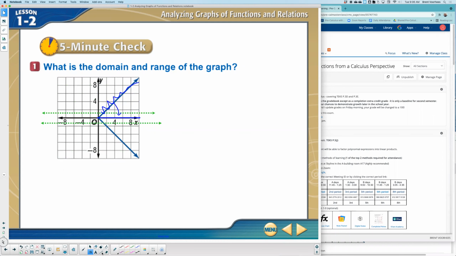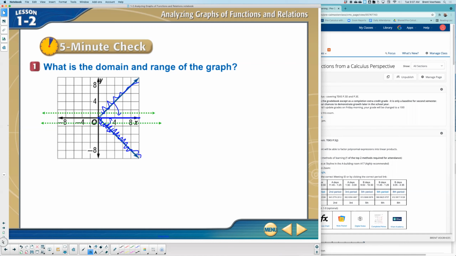The same would be true for the blue piece of the graph going down and to the right. It would be smashed up towards the x-axis. So all the graph gets smashed to the x-axis. That's what I want you to envision. Now the domain would be any x value used in this graph. So how far left does this graph get used? Nope, it doesn't go on forever to the left. It begins at zero.